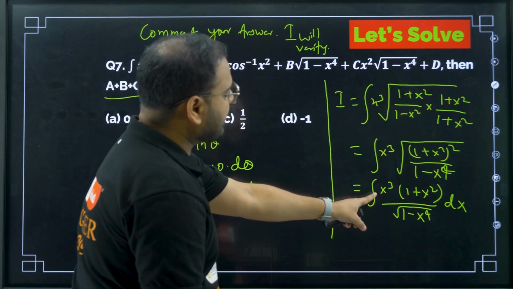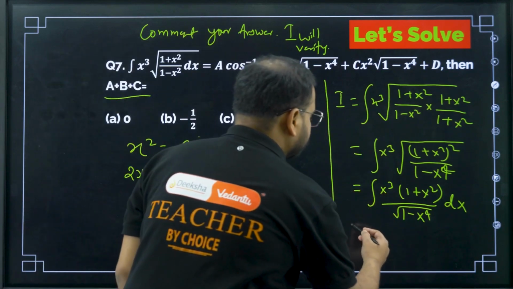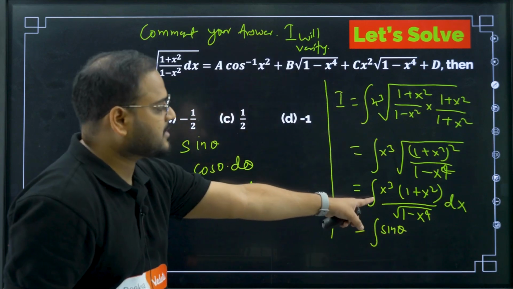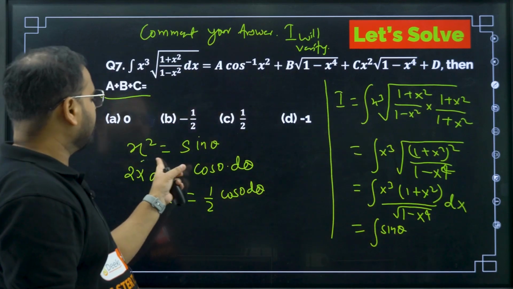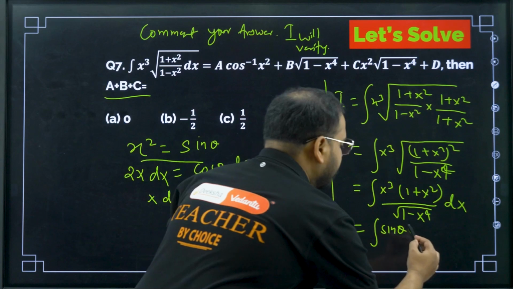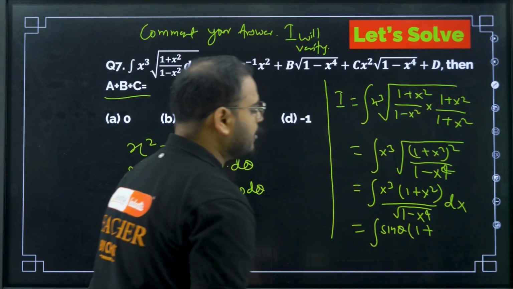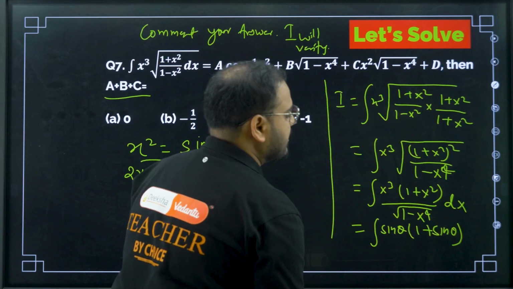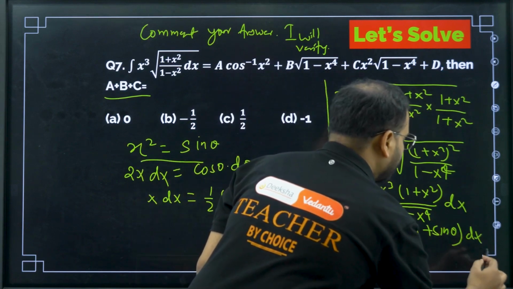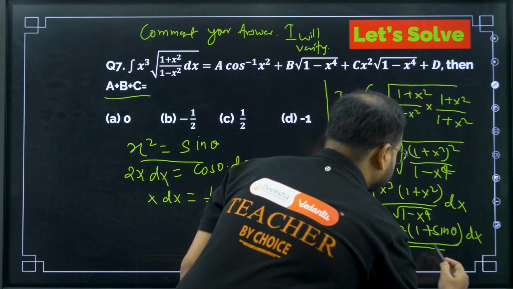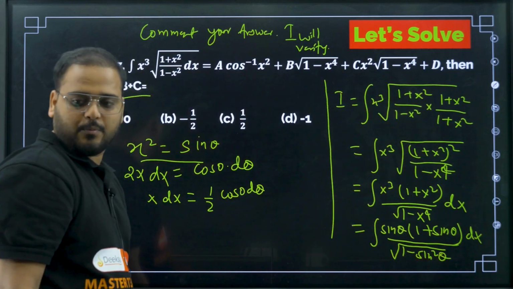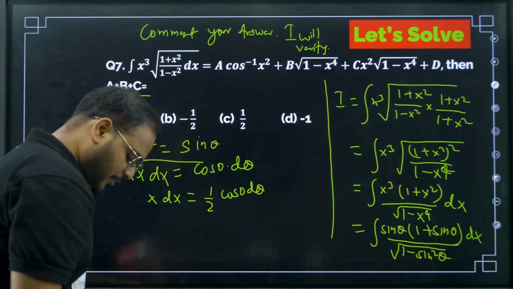As x cube, I write it as x square times x. So I get sine theta, because x square will become sine theta from here. And then in the bracket, 1 plus x square is again sine theta. And what is dx? I don't have enough space. I write this as 1 minus sine square theta. I hope this is visible. So let me write this step over here.